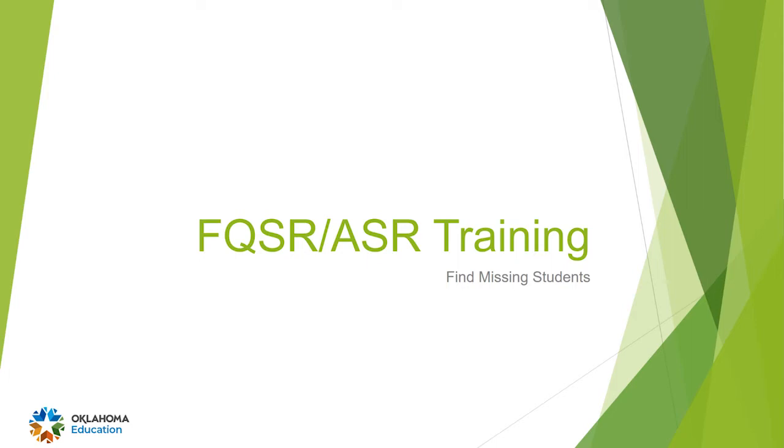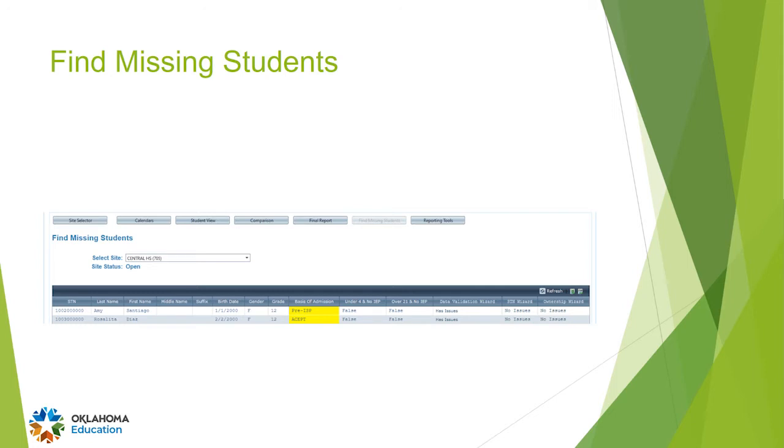In this video, we are going to take a look at the Find Missing Student tab in the report. Students that appear on this tab are not included in the FQSR or ASR student view. These students have been identified as having some reason or conflict within their data that should prevent them from being included in this report. This tab will display those students in a grid and will highlight the data element or elements that have been identified as preventing the student from inclusion in this report.